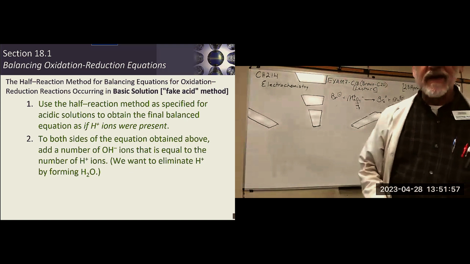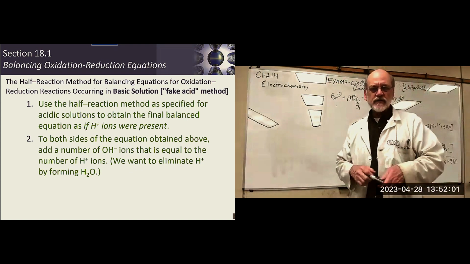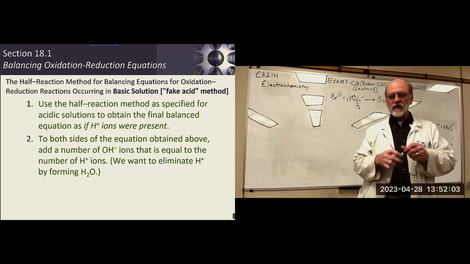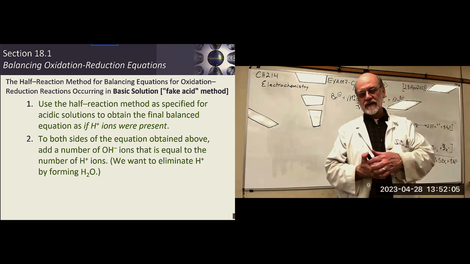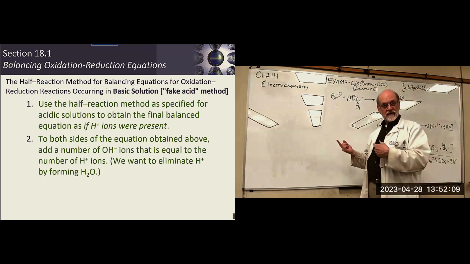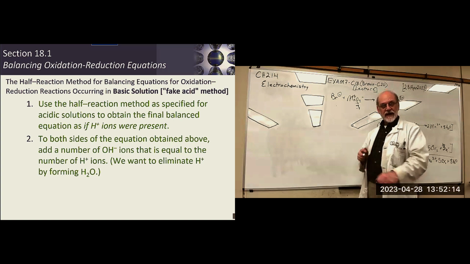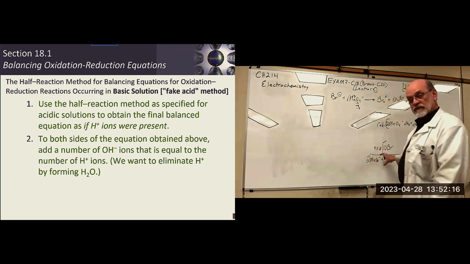Now, how about the basic solution? For the basic solution, I use what I call a fake acid method. You balance it as if it were acid first. Then you change it to basic. How do you do that? Well, let's use this one for example.